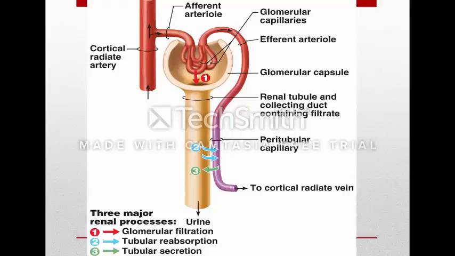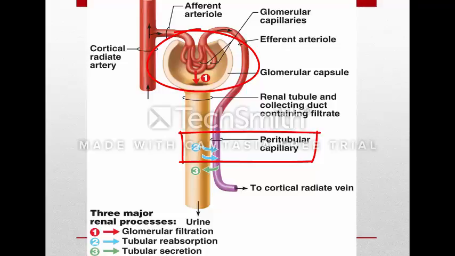So just to bring us back, the three major renal processes are glomerular filtration, occurring up in the glomerular capsule, the Bowman's capsule. The second is tubular reabsorption, which is occurring along the length of the nephron between the tubule and the peritubular capillaries. And the third is tubular secretion, where waste products are secreted into the tubule and excreted from the body as urine.